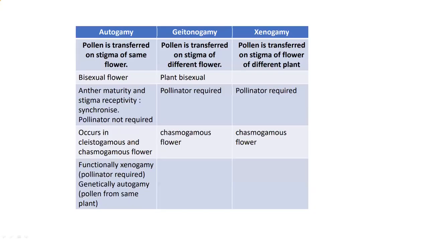Let me just show you the table, showing the comparison between autogamy, geitonogamy and xenogamy. Okay, in autogamy pollens are transferred on the stigma of the same flower; in geitonogamy pollens are transferred on the stigma of a different flower, but the plant could be same; and here in xenogamy the plant is different. Okay, so this is quite a summarized way. I hope this pollination is clear.